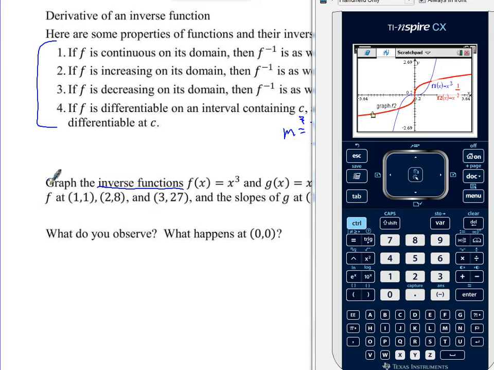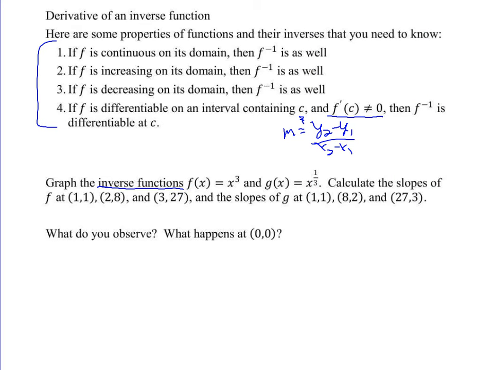Okay, so let's take a look at these ordered pairs now. f at (1, 1), (2, 8), (3, 27), and then for g as well. Is it f or f prime? Calculate the slopes of f. Okay, so what are we doing here?